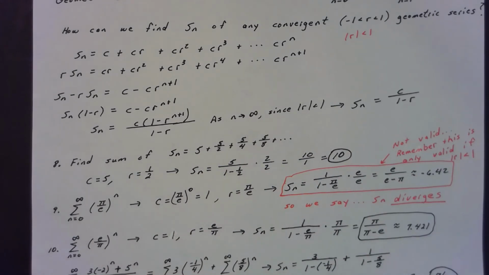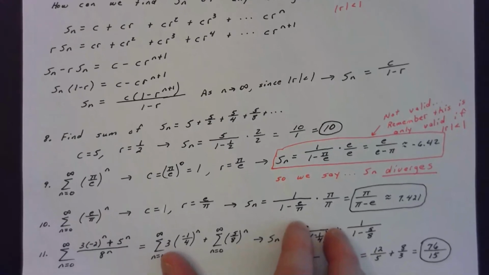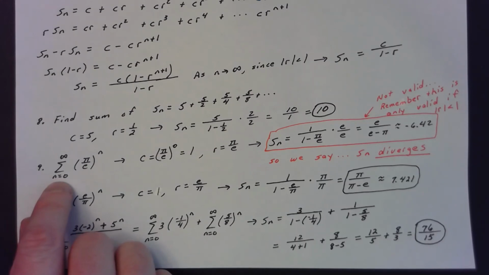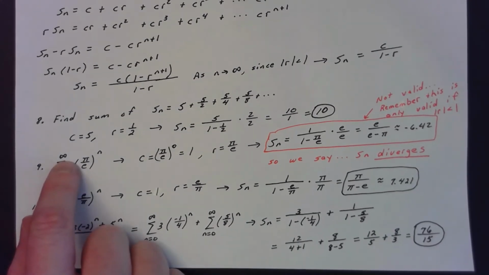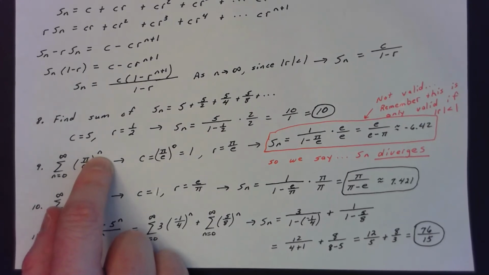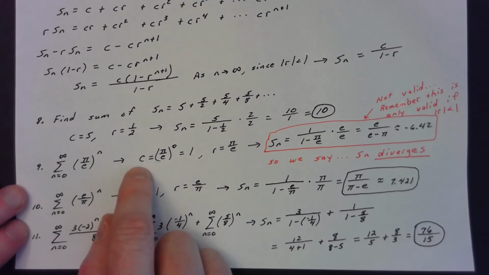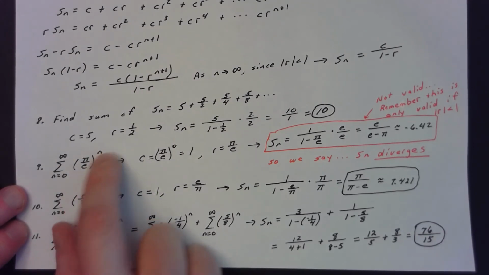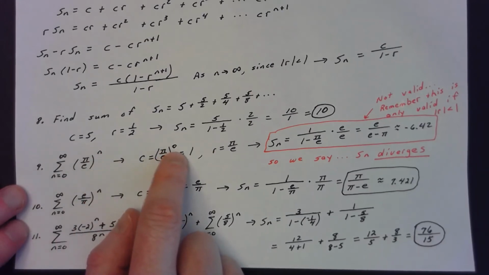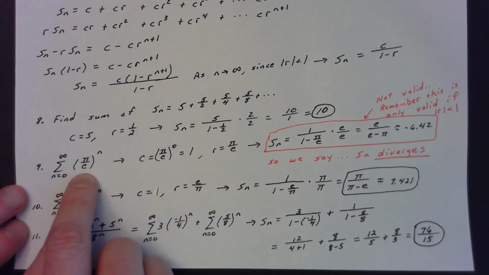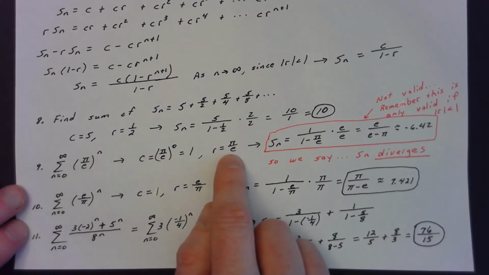you're just going to stop at 10. Now, here is one in which you should not do this, and this is a case where I see a lot of students make a mistake, so I wanted to draw your attention to what I've done here on number 9. In number 9, I'm asking you to do the summation from n equals 0 to infinity of pi over e to the n power. So then you'd say, okay, my constant term, or my first term, would be pi over e to the 0 power. We know any number to the 0 power is 1. Every term after that is constantly multiplied by yet another factor of pi over e. So my r value would be pi over e.